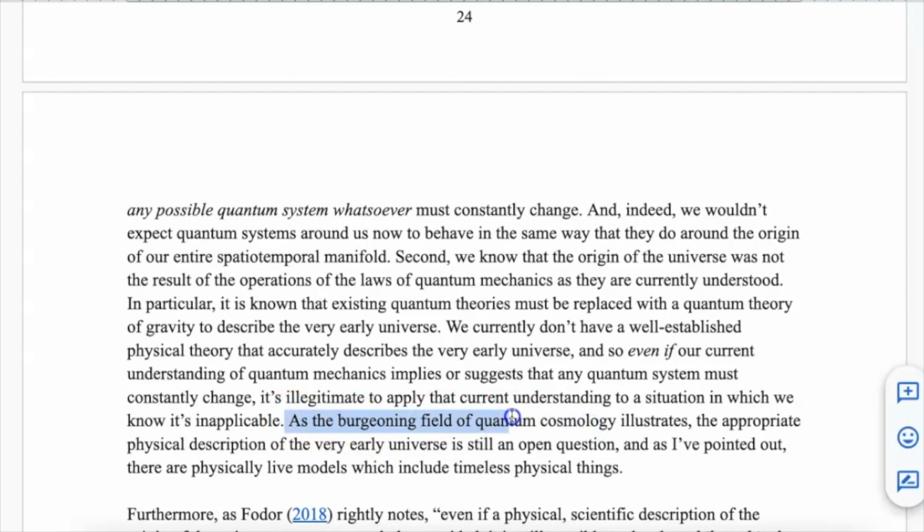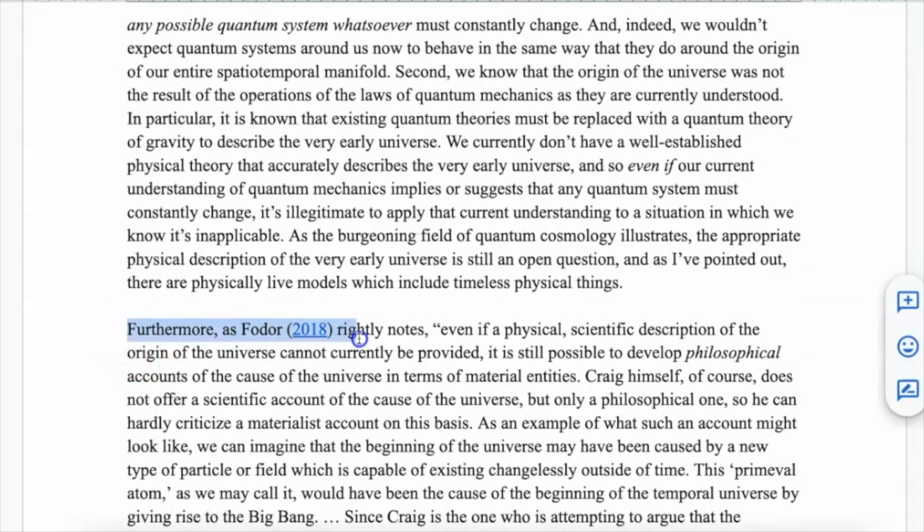As the burgeoning field of quantum cosmology illustrates, the appropriate physical description of the very early universe is still an open question. And as I've pointed out, there are physically live models which include timeless physical things. And furthermore, as Fodor rightly notes, even if a physical scientific description of the origin of the universe cannot be provided, it is still possible to develop philosophical accounts of the cause of the universe in terms of material or physical entities. Craig himself, of course, does not offer a scientific account of the cause of the universe, but only a philosophical one, right? So we can hardly criticize a physicalist account on this basis.